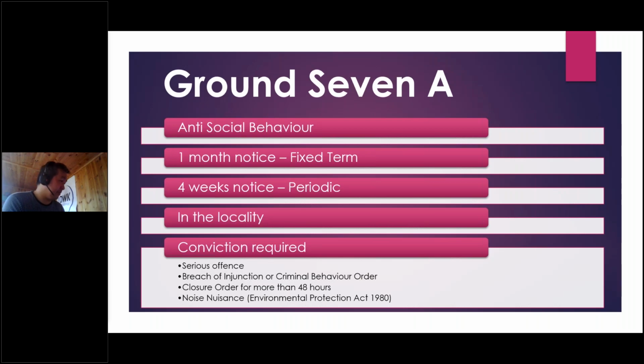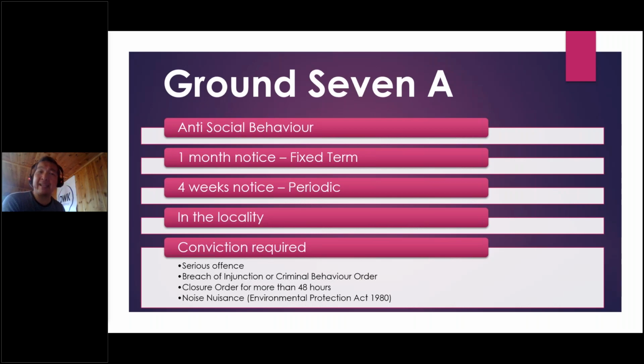So antisocial behaviour, again, if it's a fixed term, you need to give at least 1 month's notice. If it's running periodic, again, you need to give at least 4 weeks notice, just to make you aware of that. Personally, I would always potentially just give 1 month's notice as a general rule, whether it's fixed or periodic, just to make sure that you don't fall foul of any ambiguity in terms of the courts.